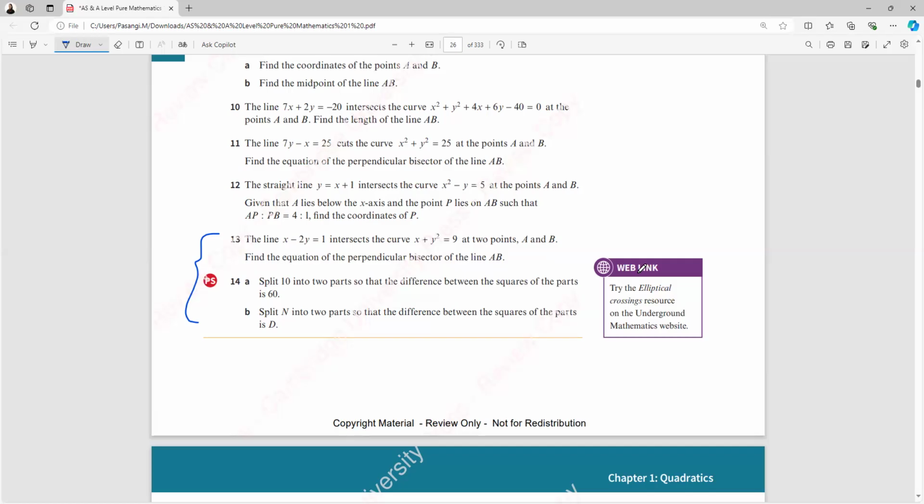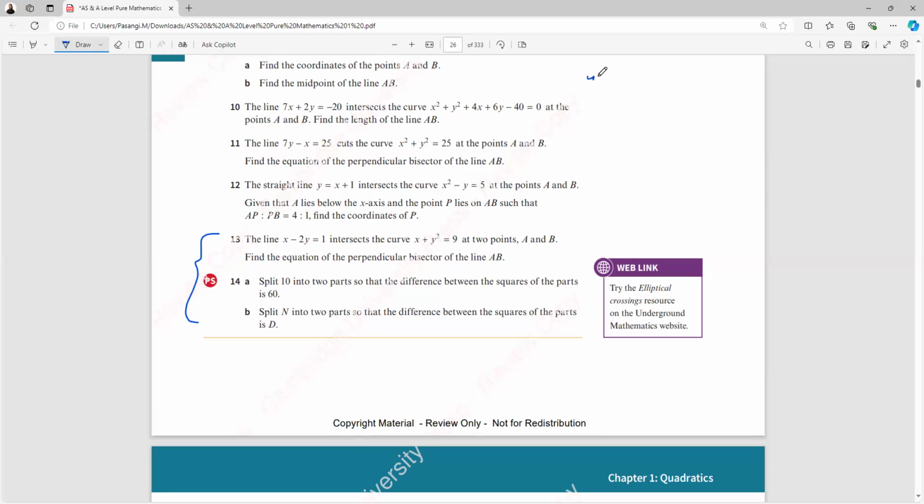Teacher, the 14th question, part A, what should I do there? Split 10 into two parts so that the difference between the squares of the parts is 60. You need to derive the equation as well. Split 10 into two parts.